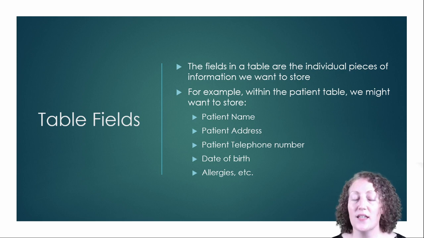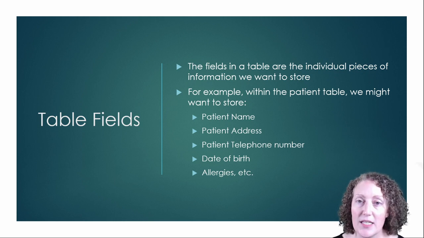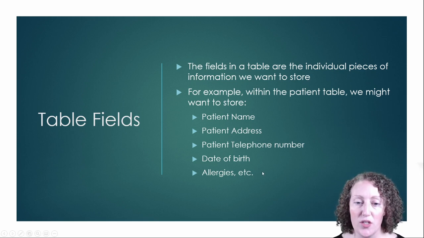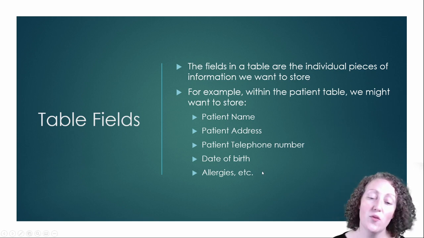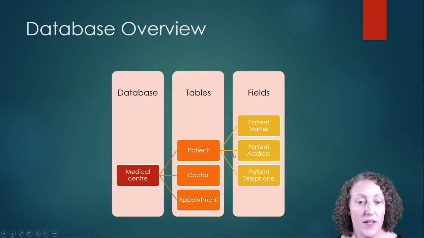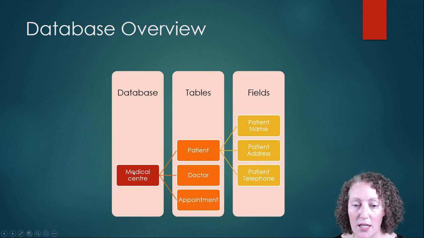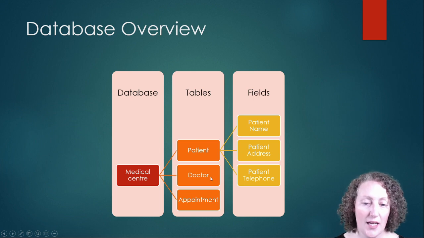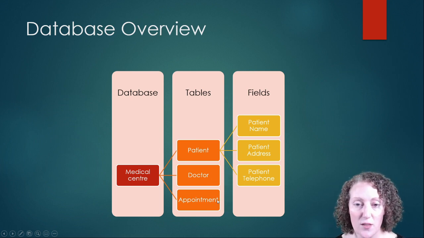Okay, and within a table then we also have individual fields. So the fields are the individual pieces of information that we're going to store. In patient, that might be patient name, patient address, telephone number, date of birth, allergies, and anything else that we want to store about the patient. Each individual piece of information will have its own field within that table. So this is how they all kind of fit together. We have our overall medical centre, our tables within that, and then our fields within each table. And I've just shown a few for patient there, but obviously doctor will have its own fields and appointment will have its own fields as well, and so on.